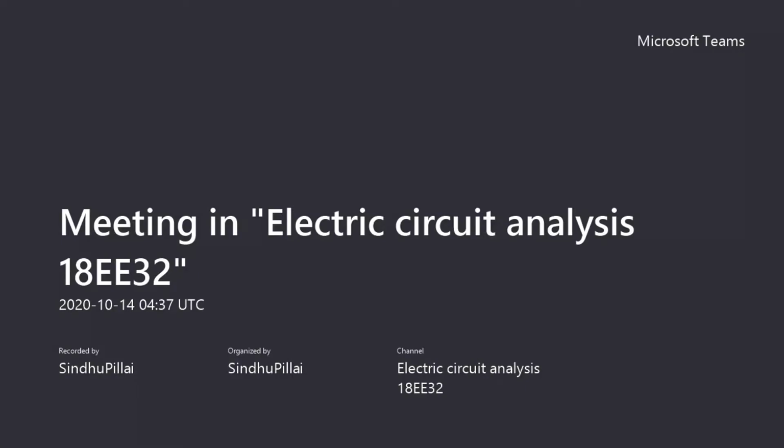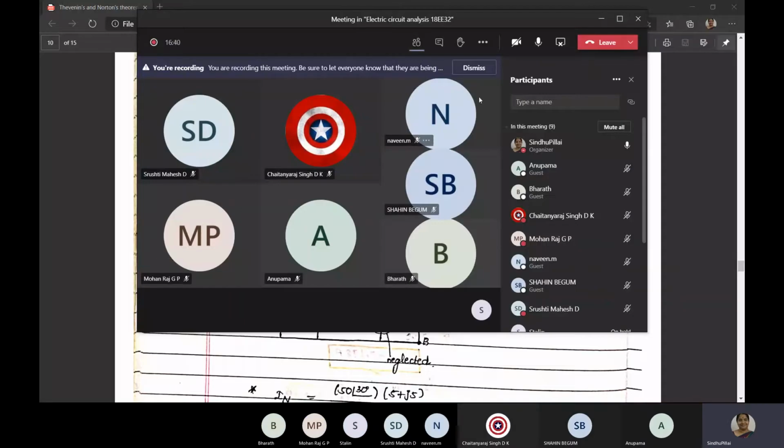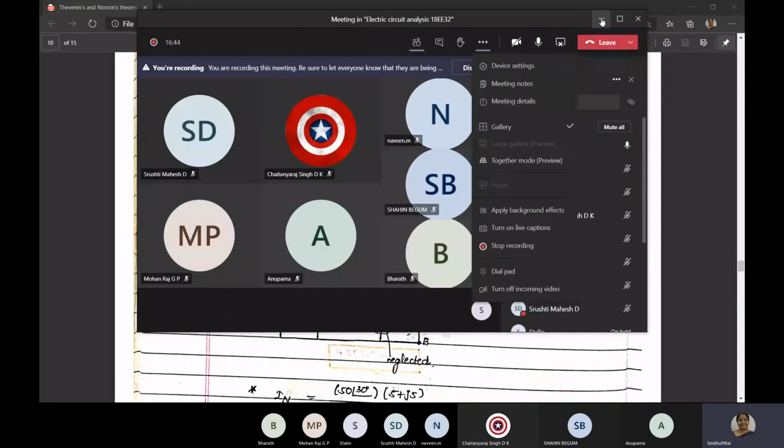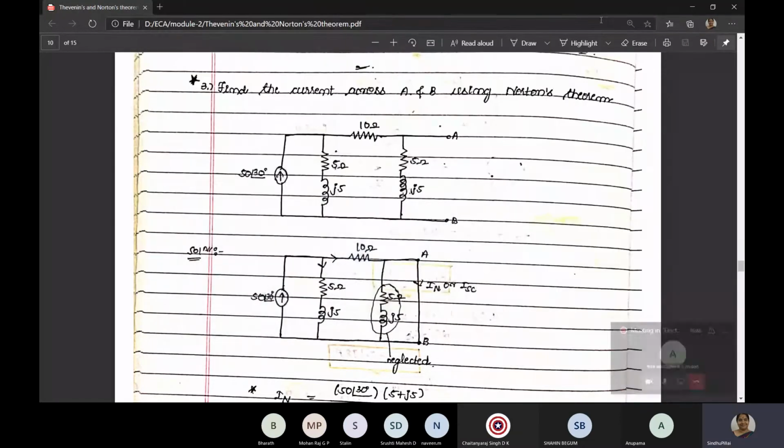In Thevenin's theorem, we'll find the open circuit voltage, and in Norton's theorem, we'll find the short circuit current. Okay, so we'll start with an example here. Find the current across A and B using Norton's theorem.